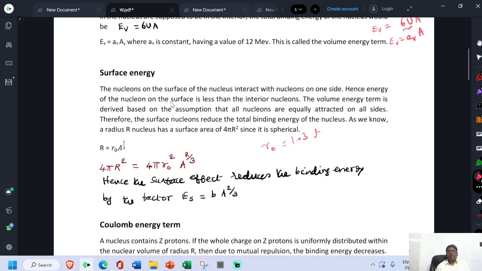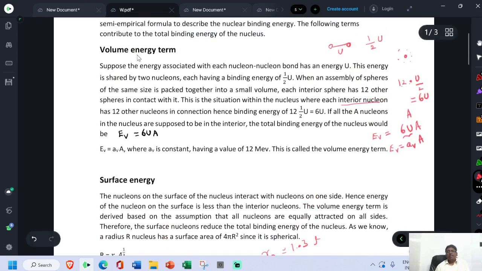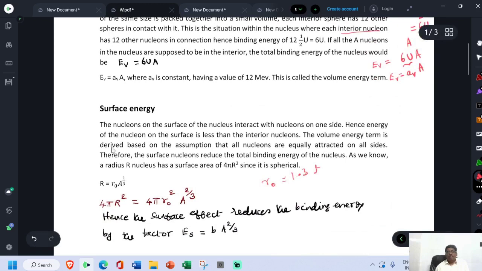If the nucleons are present on the surface, the binding energy decreases, because while describing the volume energy term, we assumed that all the nucleons are present well within the nucleus. All are considered as interior nucleons. Suppose the nucleons are present on the surface of the nucleus, they are not attracted by all other nucleons in all the directions. They are subjected to only the downward attraction. Above the nucleons, no force is acting.